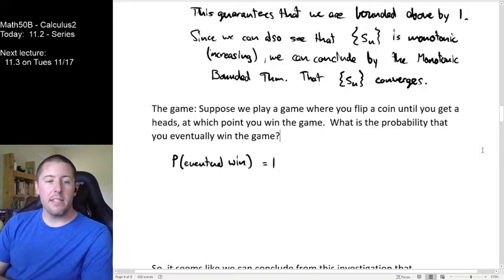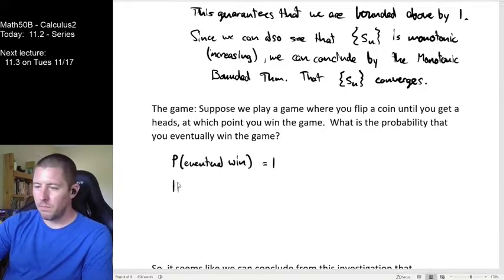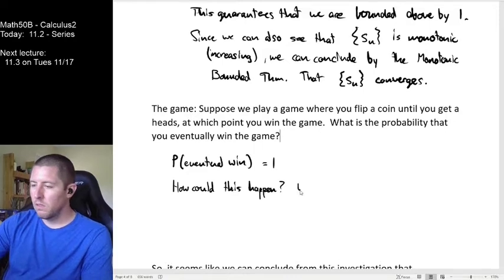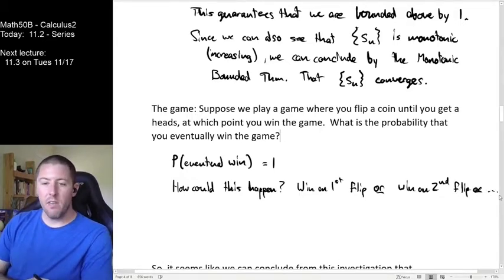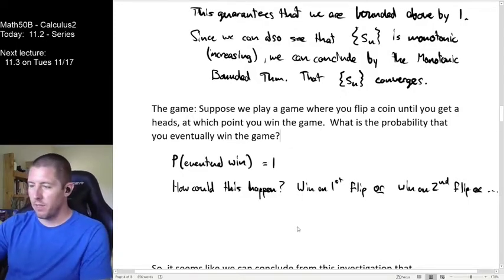Now, what I want to ask is how could this happen? Win on the first flip, or win on the second flip, or, and I'll just put the dot, dot, dot right away because I think you can see the pattern I'm setting up here, you're either going to win on the first flip or on the second flip or on the third flip or on the fourth flip or on the fifth flip or on the sixth flip, and we could just go forever and add up all those probabilities. That's the probability of you eventually being successful here.